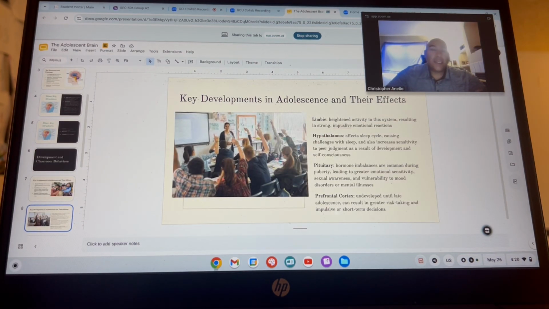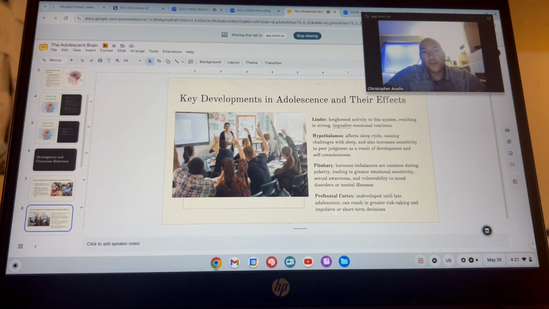Rolling into that, you're going to have your limbic system, which is going to be based on heightened activity, which results in strong, impulsive, emotional reactions, like those kids just lashing out, right? There's a reason they're doing that. You have your hypothalamus, which is going to affect sleep cycle, causing challenges in sleep, not even including video games that they're already playing at this time, right? And this is going to increase their sensitivity to peer judgment. They're going to be extremely self-conscious. This will affect them wanting to participate in any lesson, guaranteed.